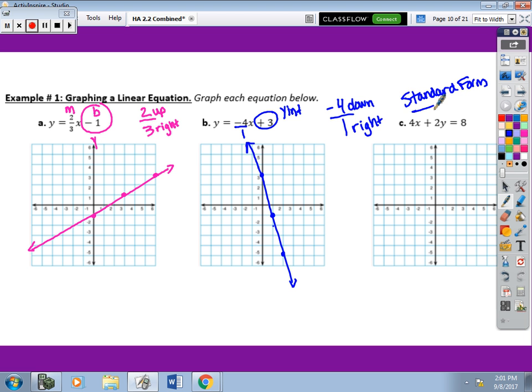You have 2 ways to graph this. What's one? Subtract 4x. Yes, you can subtract 4x. So get it into slope-intercept form is option 1. Subtract 4x.